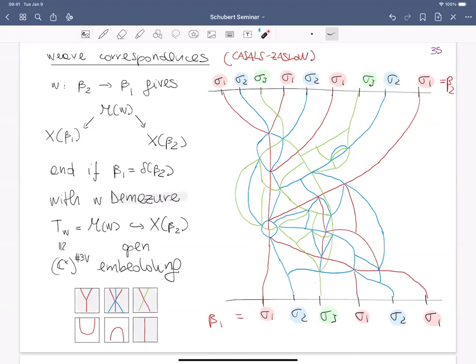And it turns out that if the braid at the bottom is the Demazure product of the braid at the top, and the weave has no cups or caps, then this arrow of the correspondence construction is actually an open embedding of a torus of dimension 3 times the number of trivalent vertices. And so weaves give you a diagrammatic way to describe cluster charts or torus charts in your space.